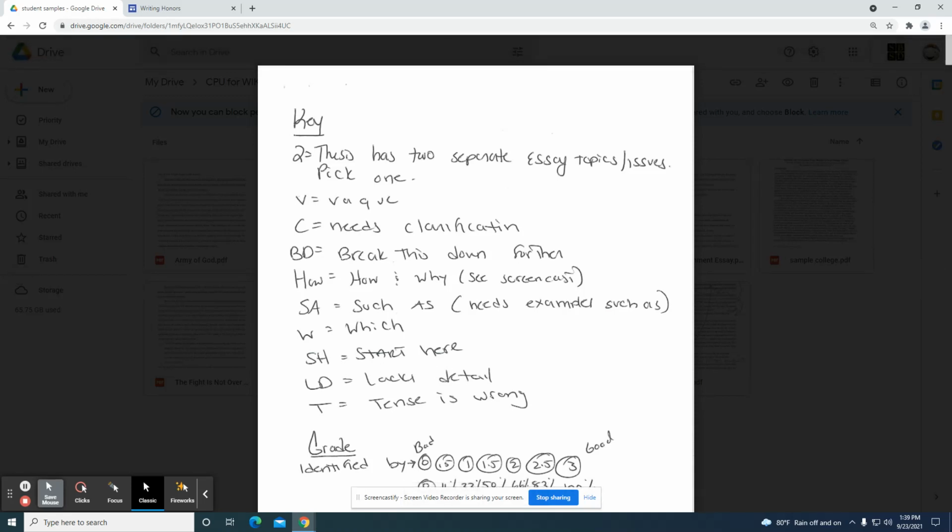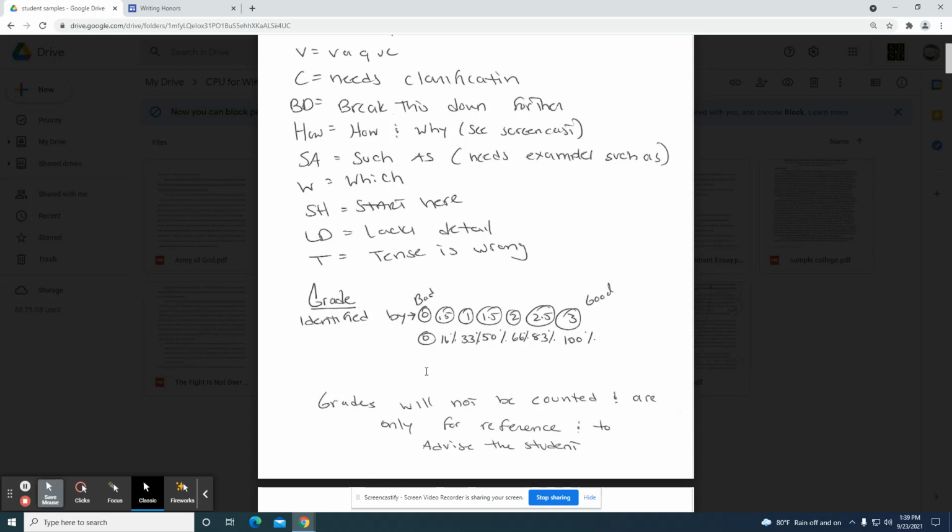SH, start here, means you probably should start your thesis at this point as opposed to the section that you started. And here's the way the grade is going to look.